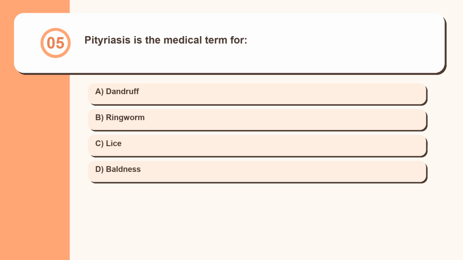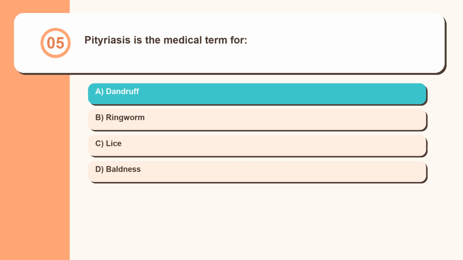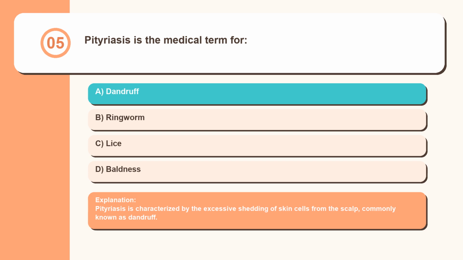Question 5. Pityriasis is the medical term for dandruff, ringworm, lice, baldness. Pityriasis is characterized by the excessive shedding of skin cells from the scalp, commonly known as dandruff.